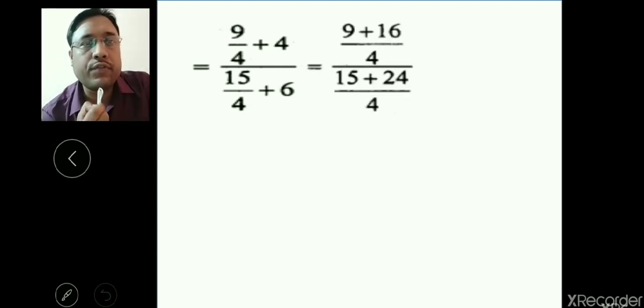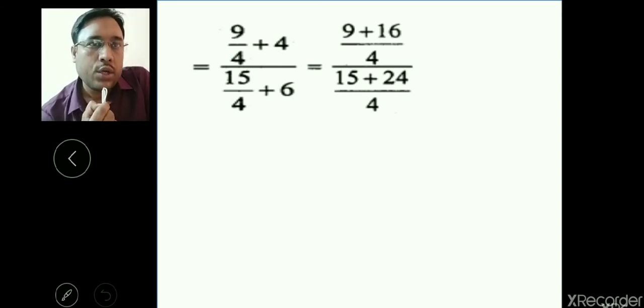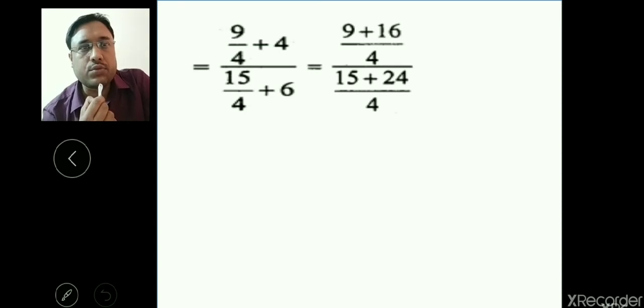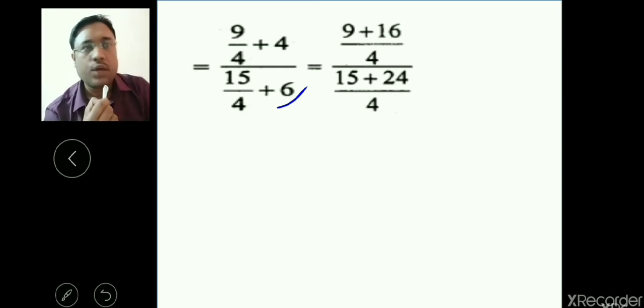So we are finding the LCM. For the upside and downside, the LCM is 4 only. So 9 plus 16, the LCM of denominators, so (9 plus 16) by 4 on the upside. Then the downside denominator is 15 plus 24, because here 4 into 6 gives 24. Okay, so (15 plus 24) by 4.